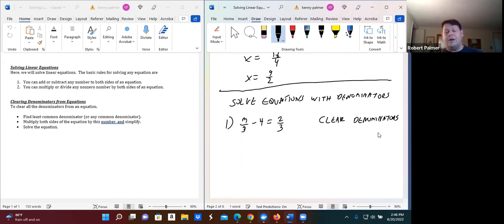Okay, and how to clear the denominators. Let's take a look over here to the left and see how that works. It says to clear the denominators from an equation, find the least common denominator or any common denominator. Okay, actually any common denominator would work. The advantage of the least common denominator is that it's going to be the simplest thing. But any common denominator will work. If you don't use the least common denominator, often you'll have to simplify afterwards.